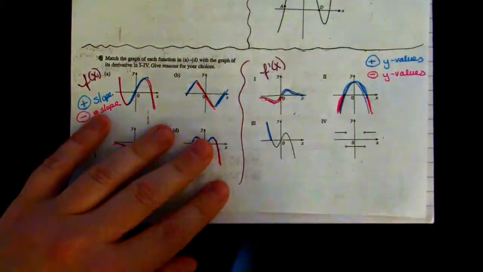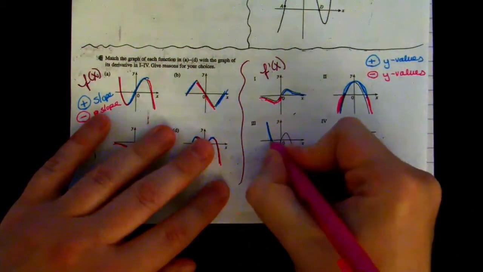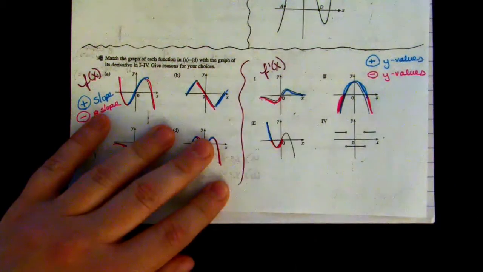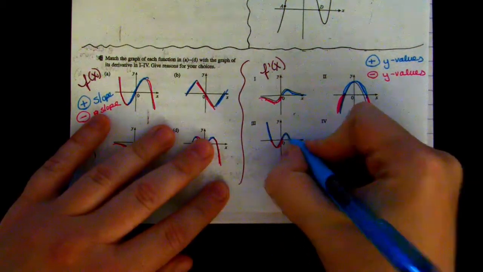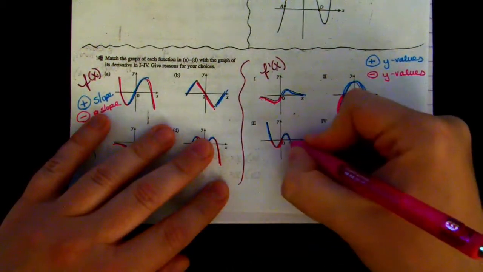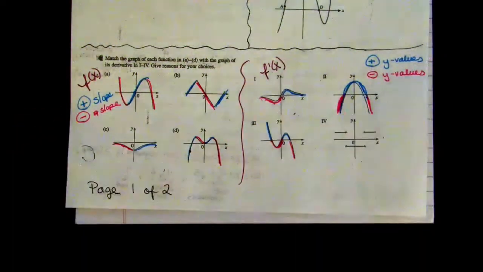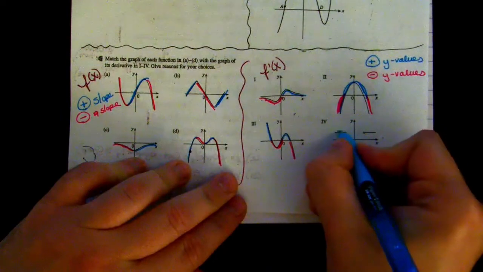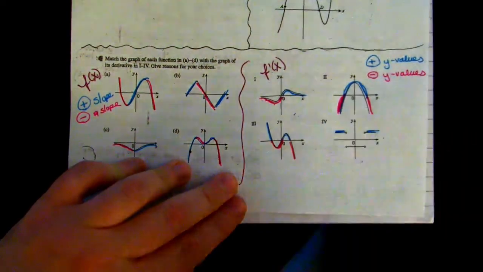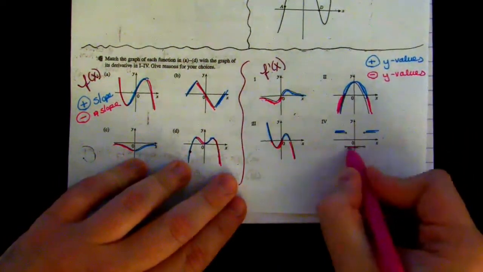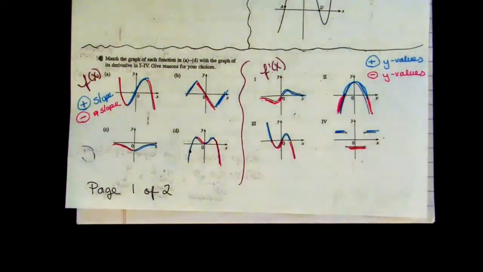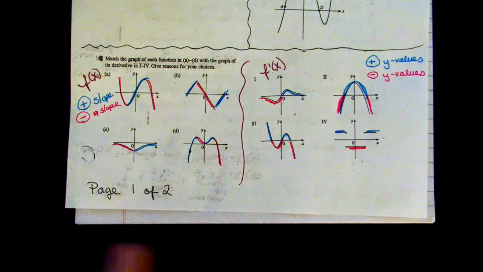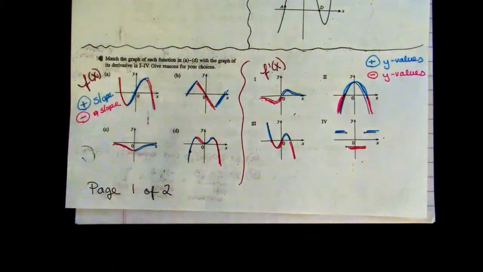Positive y values. Negative y values. Positive y values. Negative y values. Then positive y values, negative y values, and I've got things traced out. My goal now is to match the slopes of these 4 with the y values of these 4.